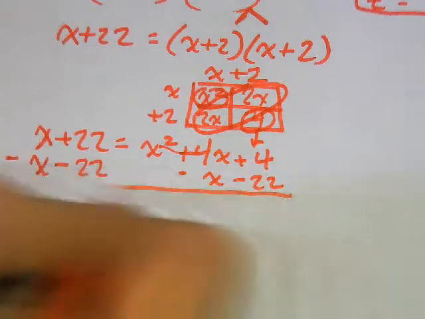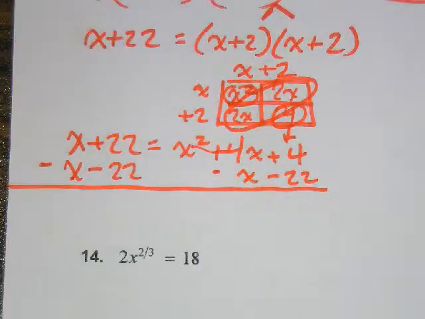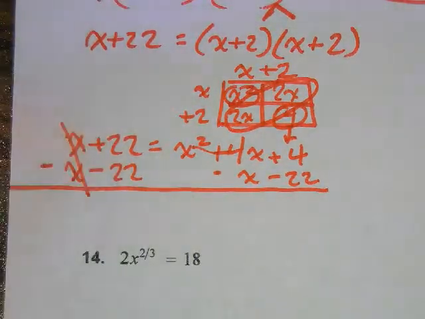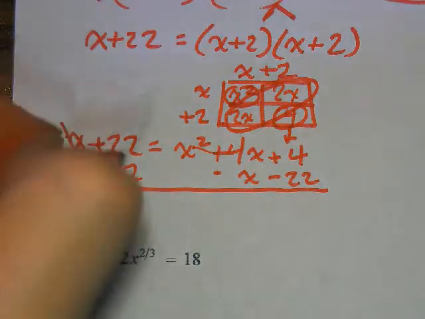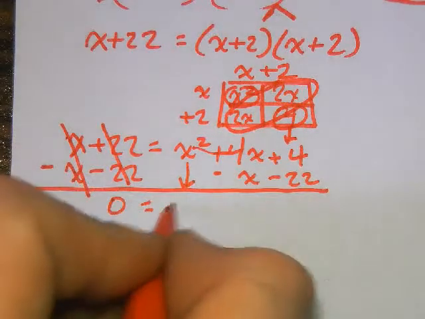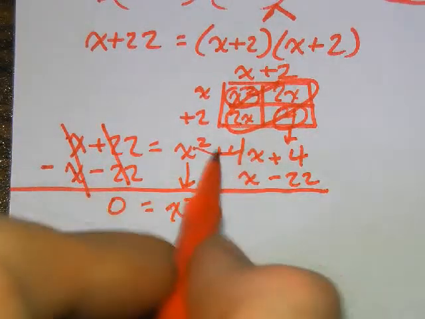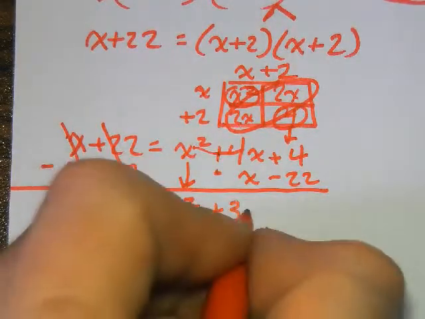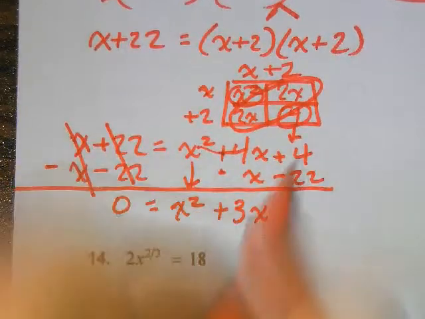When I do that, x minus x cancels. 22 minus 22 cancels. And I'm left with 0 equals x squared. 4 minus 1 is 3x. And then 22 minus 4 will give you negative 18.